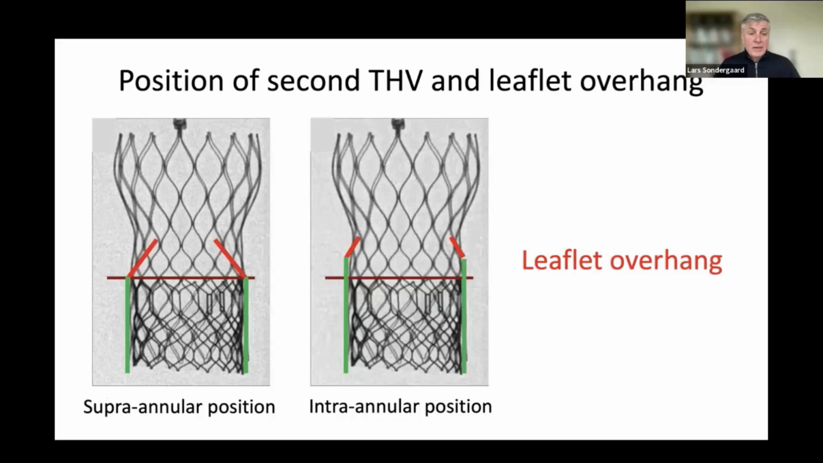On the other hand, if you implant lower, some of the leaflet from the first valve is going to overhang the second valve. You're going to have that leaflet overhang, and since it's often thickened and degenerated leaflets, that may potentially impact the hemodynamic performance after a valve-in-valve procedure. So it's going to be a balance about the height of the new skirt and the degree of leaflet overhang.